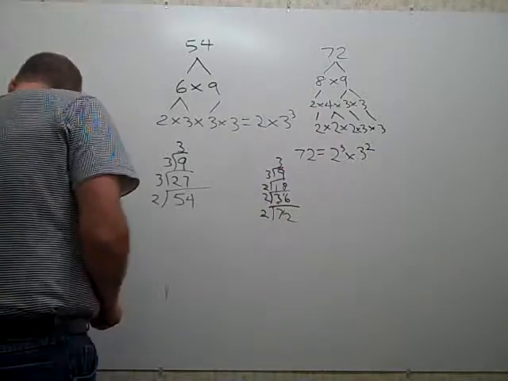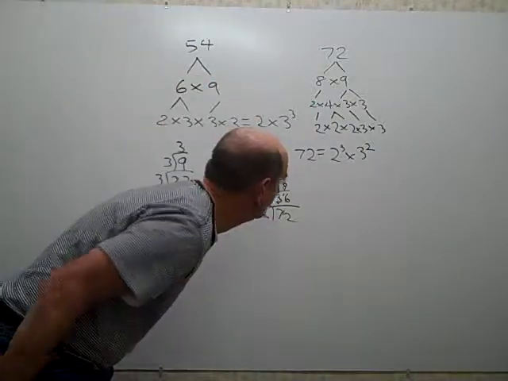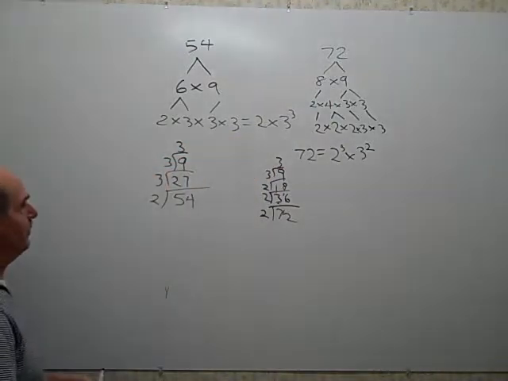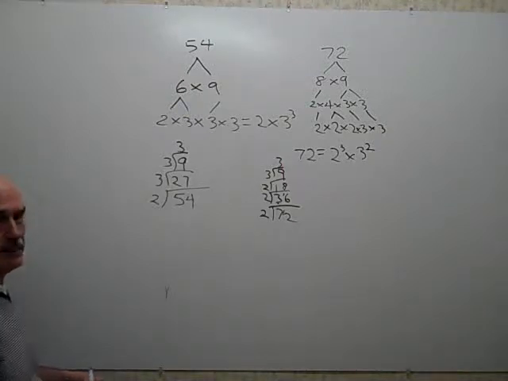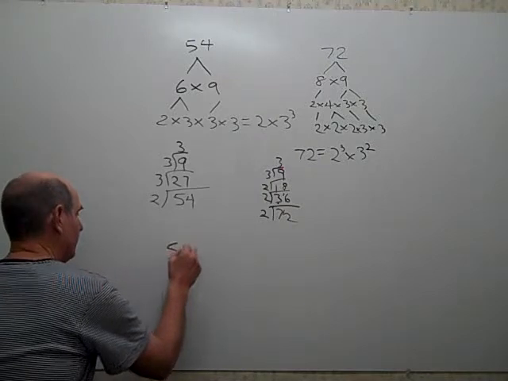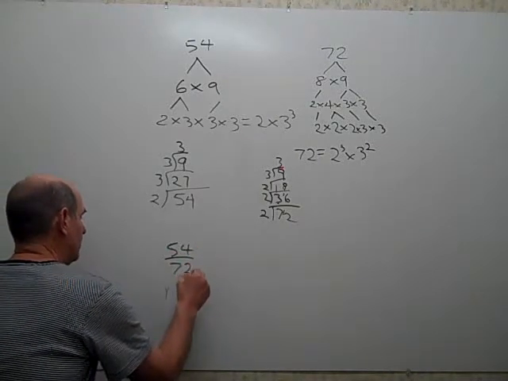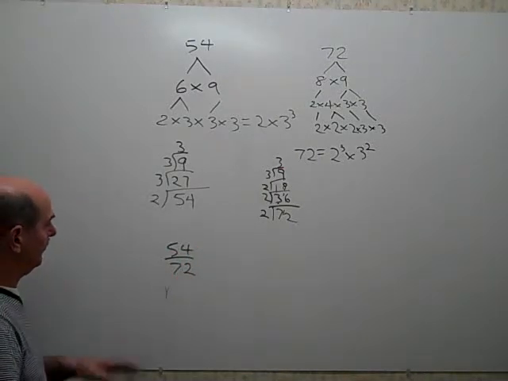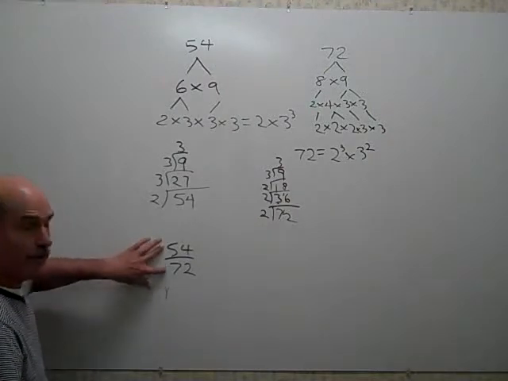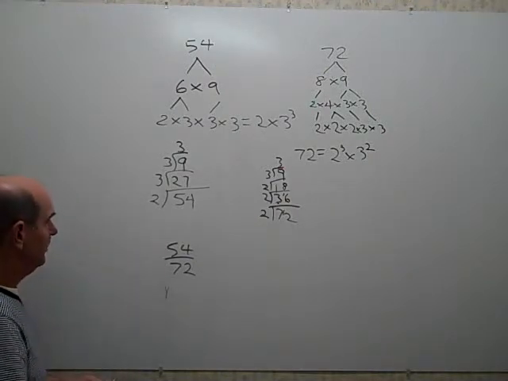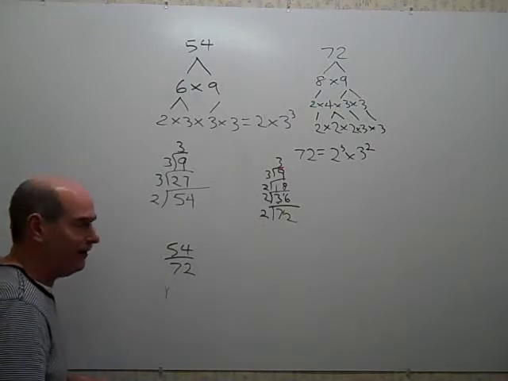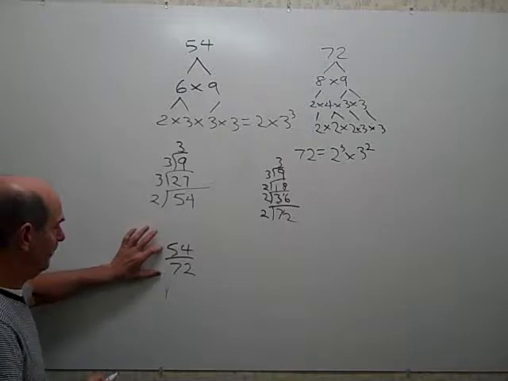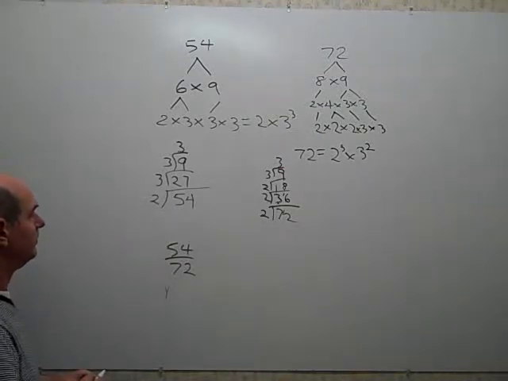So when would I use this? I could use this if I had to reduce a fraction, reduce 54 over 72, because now I'm looking for a way to find the greatest common factor of both of them. If I can find the largest number that goes into both 54 and 72, I can use the equal fractions property, which says I can divide or multiply the numerator and denominator of a fraction by the same number and get an equal fraction.